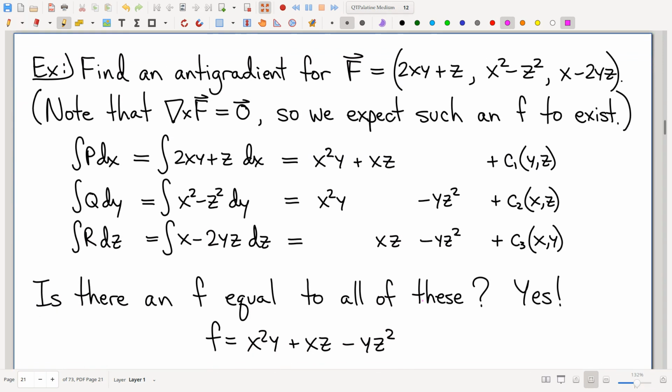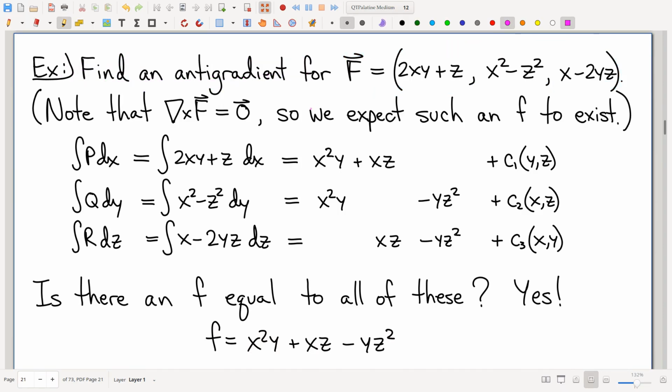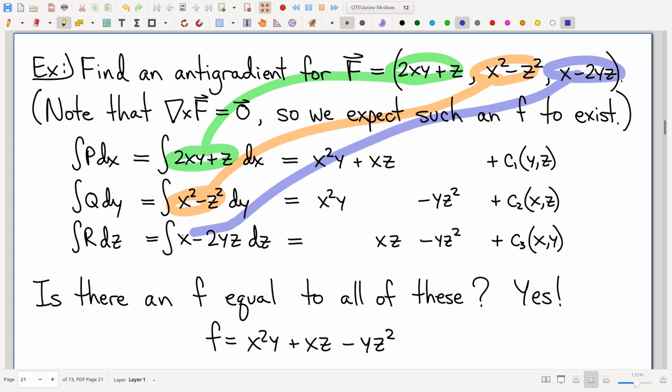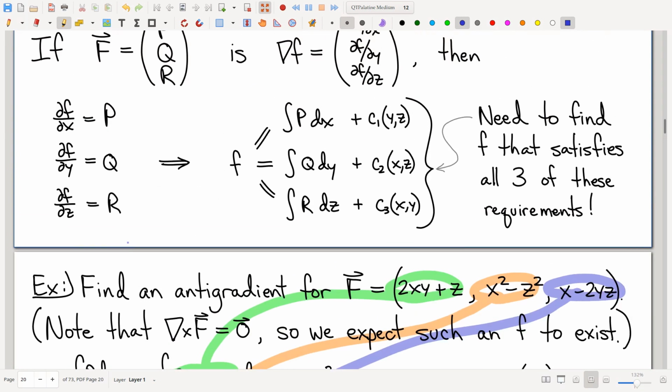Here's an example. Got a vector field here. I want to find the anti-gradient. I want to find the function whose gradient is this vector field. Well, okay. I need to take the x antipartial of that, the y antipartial of that, and the z antipartial of that, right? That's just following the rules of the game. That's what we already agreed to.